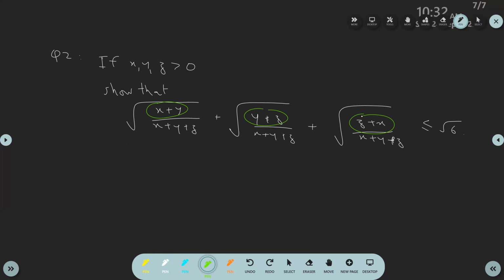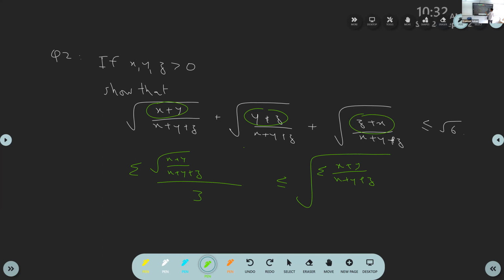But we can directly use RMS here, right? We can directly use RMS here. Okay, so the RMS for these three terms you are saying. Yes, sir. So the sum of these three will be less than or equal to root of three times the sum of their squares. And if you find that, each term will occur two times, right? So this whole thing will be two times the sum, so this is the square root of 2 times the sum upon 3. And if you take 3 on this side, you are done. Correct.